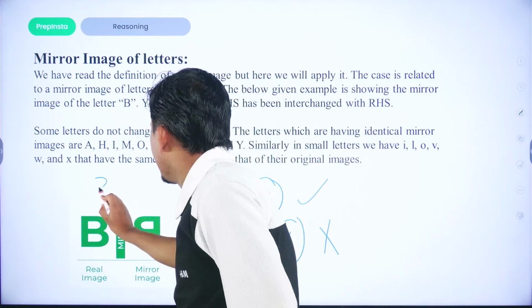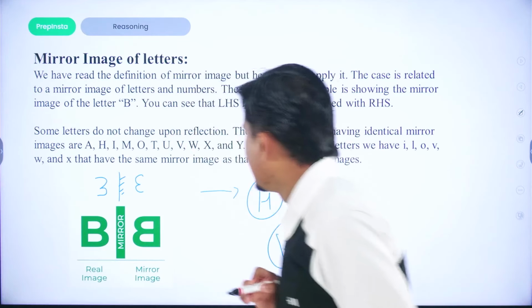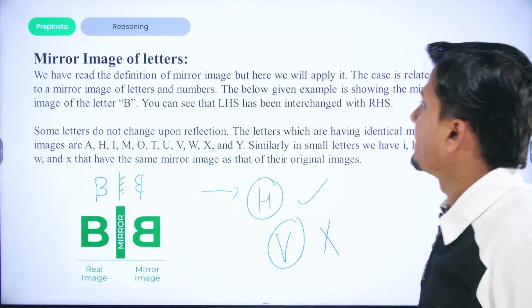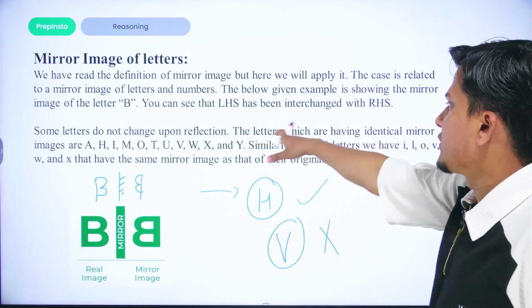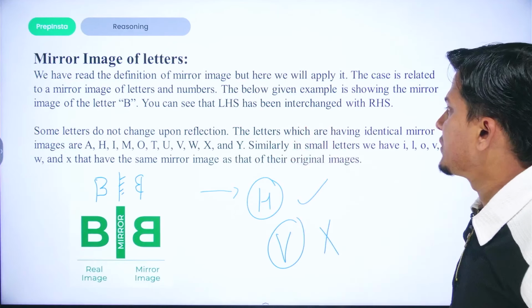You can see the curve here. So if this particular image is being formed, then it would be a lateral inversion, right? So this is primarily the B. Some letters do not change upon reflection. There are many letters which don't change their alignment.